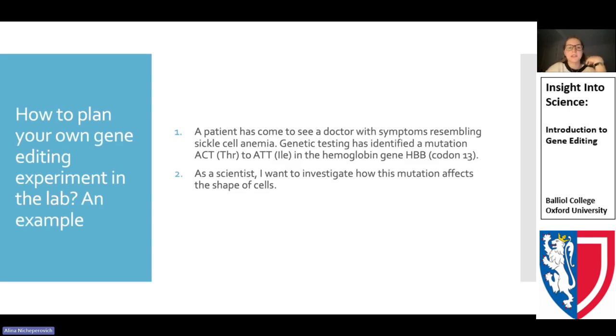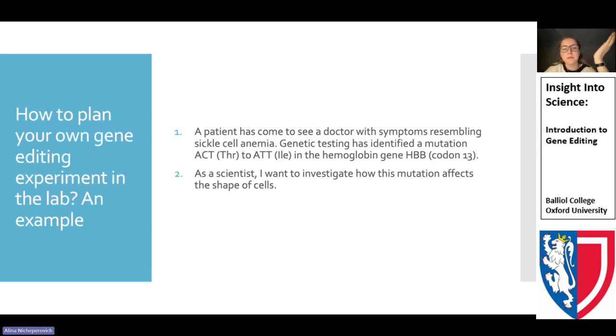And as I said, I wanted to give you a very fictional setup where, for instance, you're a clinical geneticist and you have a patient who has come to see a doctor with symptoms resembling sickle cell anemia, and genetic testing has identified a mutation ACT to ATT, which changes threonine to isoleucine in the hemoglobin gene HBB, specifically within codon 13. And as a scientist, I want to investigate how this mutation affects the shape of cells.